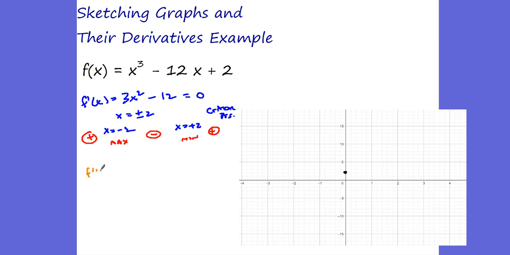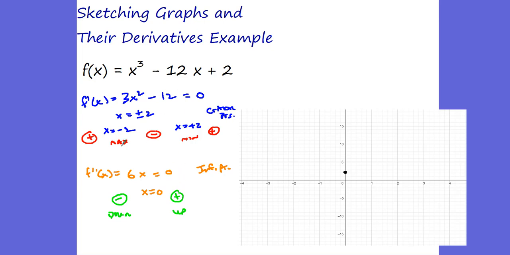Let's take a look at my second derivative. My second derivative, I get 6x. And that's it. I can set that equal to 0, which means x equal to 0 could be an inflection point, right? It could be. But I'm going to plug in some numbers. Let's plug in a number less than 0, and I get negative values. The positive values are going to give me positive, which means less than 0 is concave down, greater than 0 is concave up.